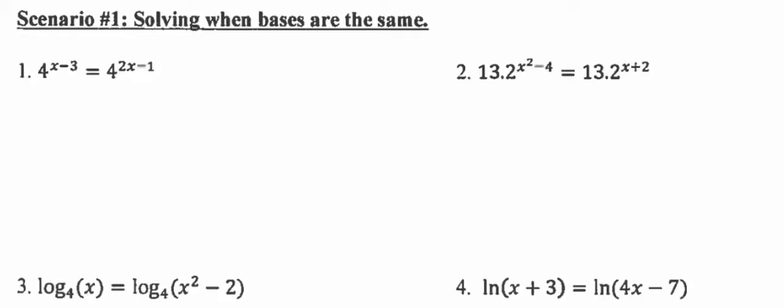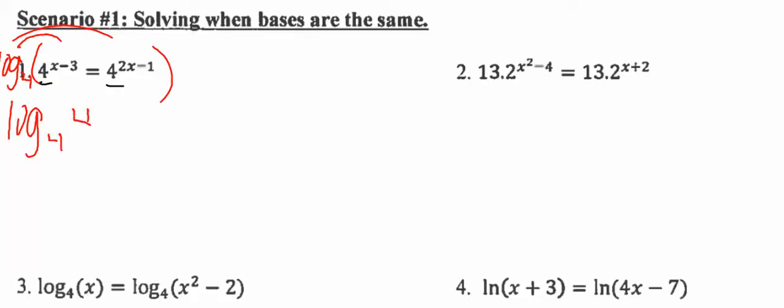So if I look at number 1, I notice that both my bases are 4, and it's 4 to the x minus 3. To get the variable out of the exponent's location, I'm going to take the inverse of that, which is log. So I'm going to multiply both sides by log base 4. I would distribute it, so it would be log base 4 of 4 to the x minus 3, and log base 4 of 4 to the 2x minus 1.